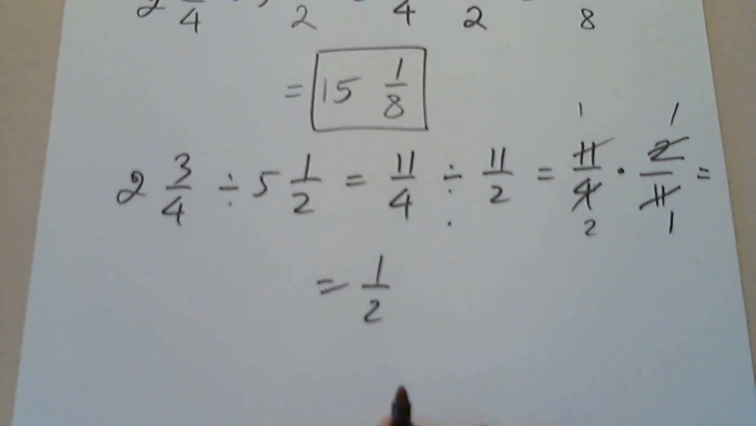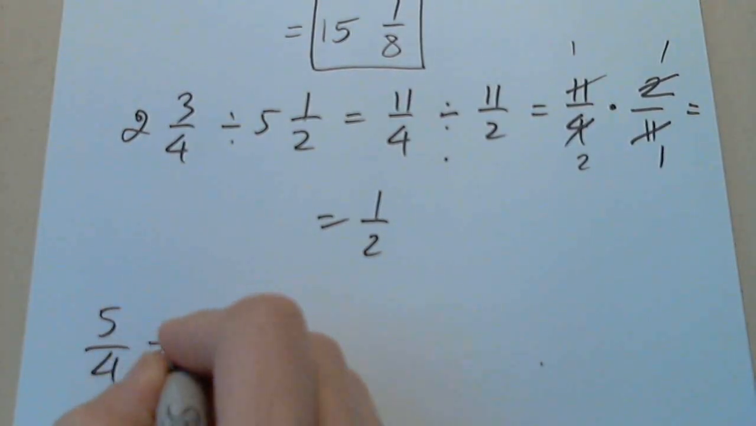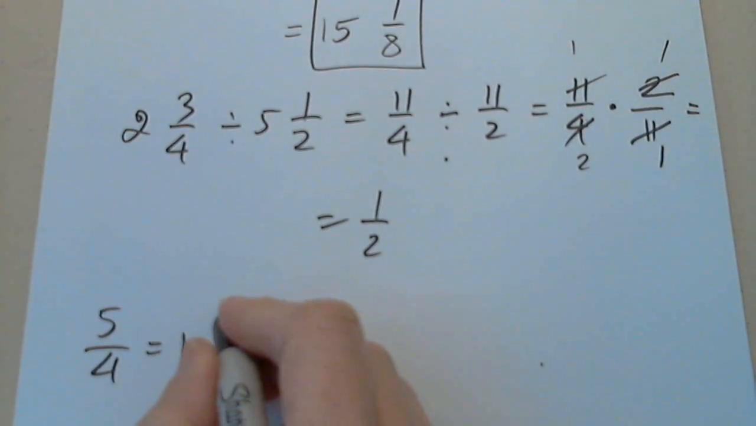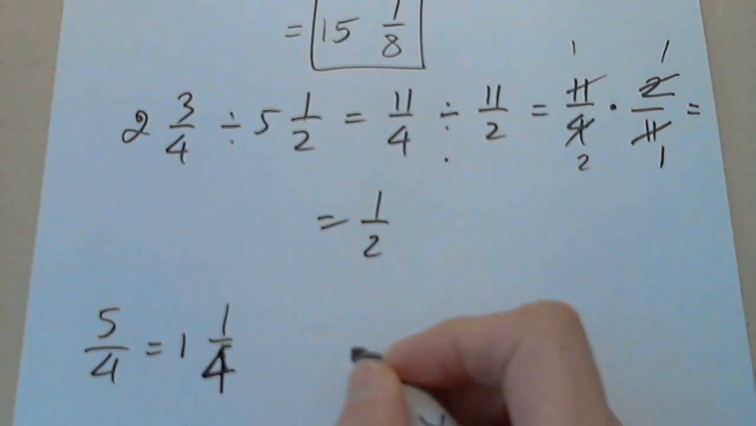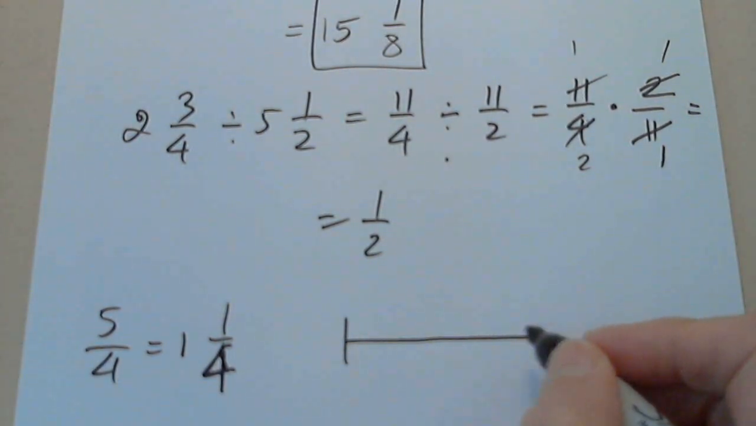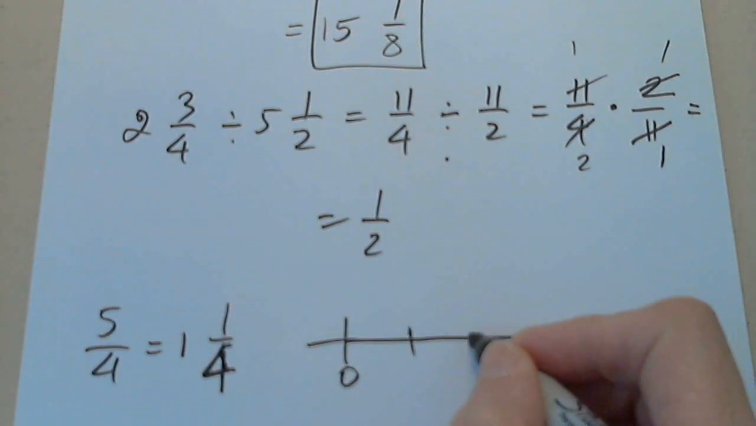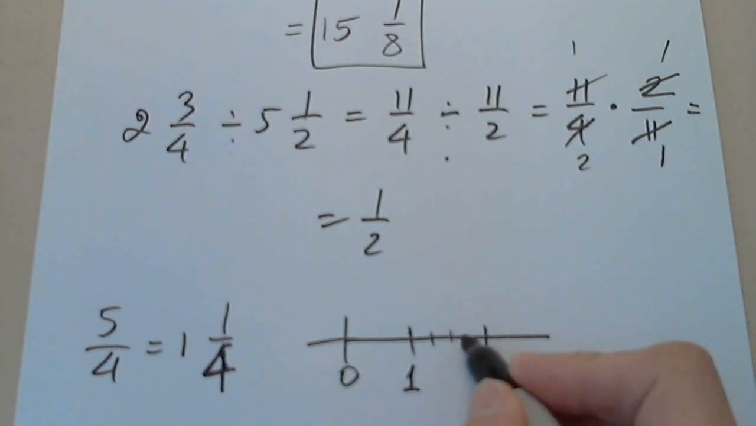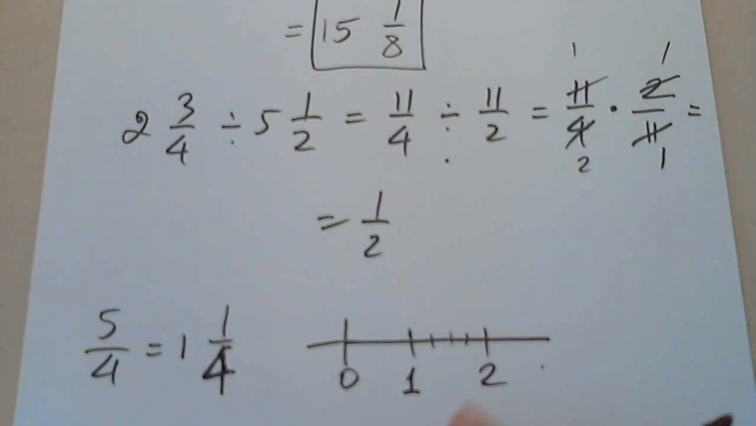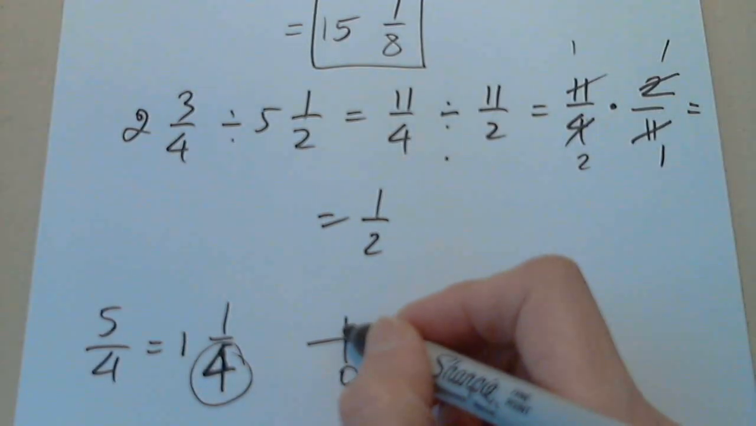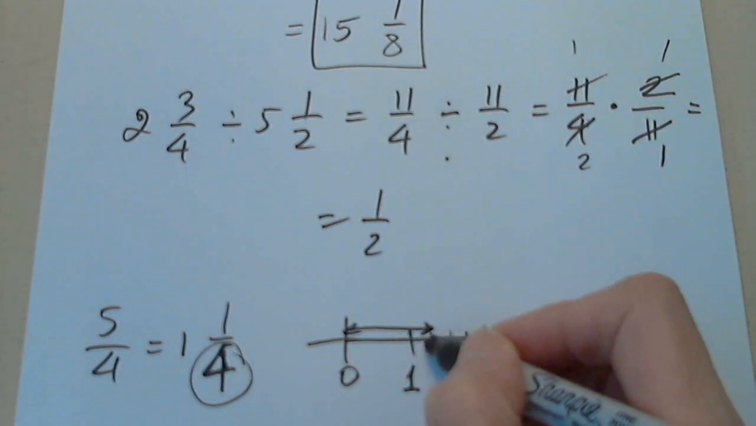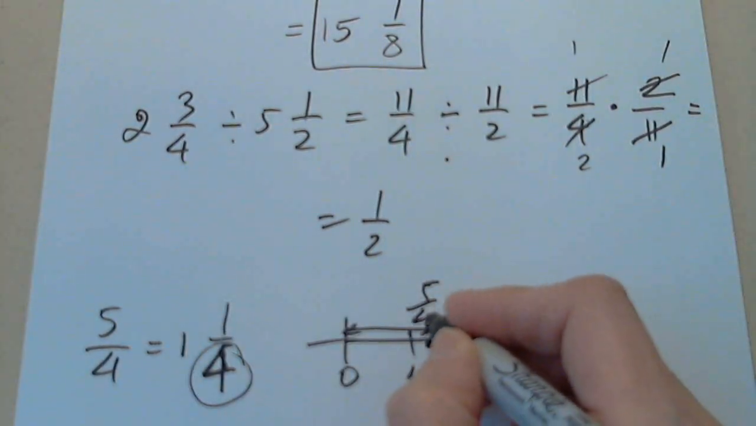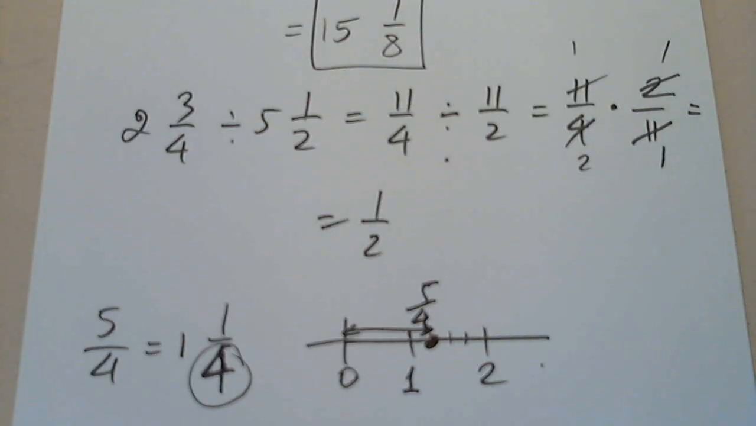So we have 5/4, but you know we have to take the integers out. It's 1 and 1/4, which means 0, 1, 2. So this is 1, and when I divvy up the next unit into 4, why 4? 4 units, then from 0 till this point is 5/4, or 1 1/4.